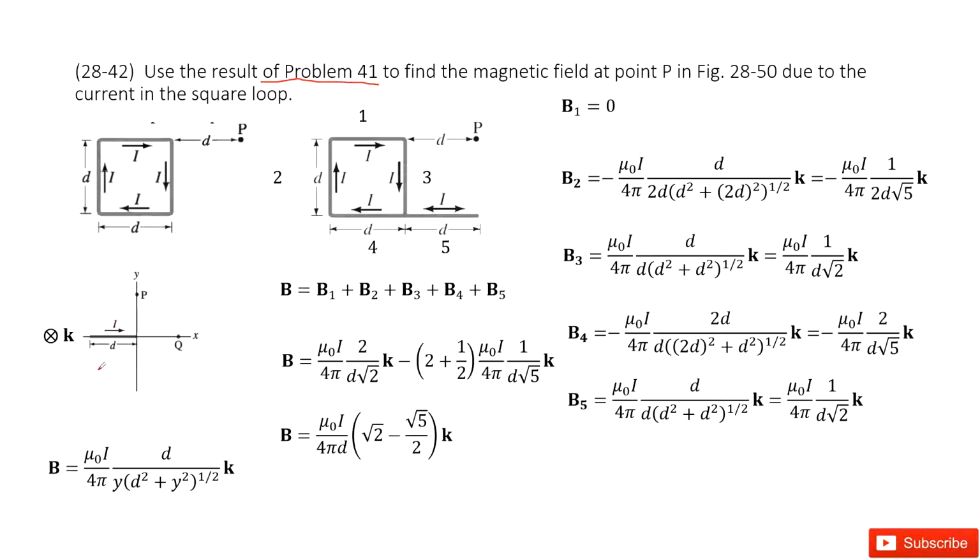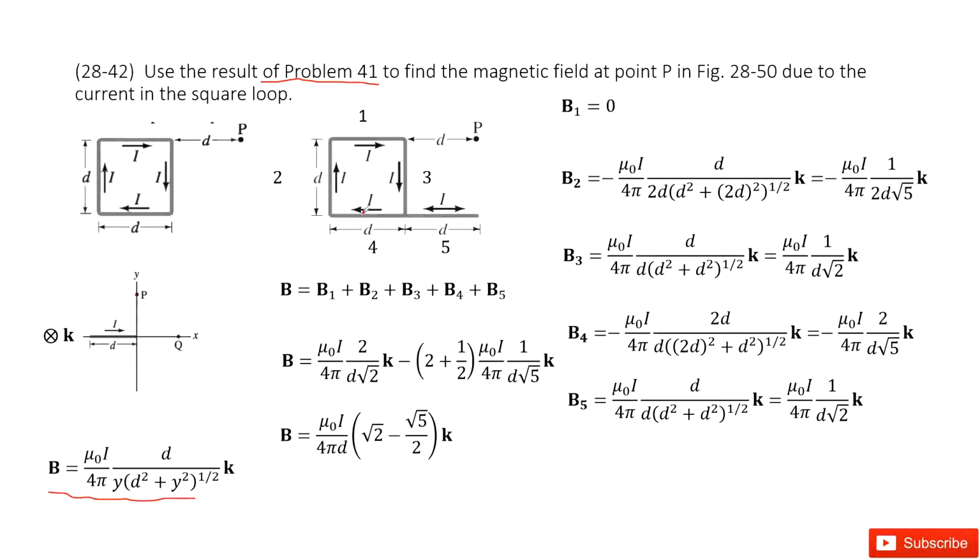So in problem 41, we can see it's a wire. The length is D, located along the negative x direction, and there's a position P. We can consider its magnetic field density in this way, right? In this direction. So from this one, we can see we can cut this square loop into 4 parts, right? So part 1, part 2, part 3, part 4.